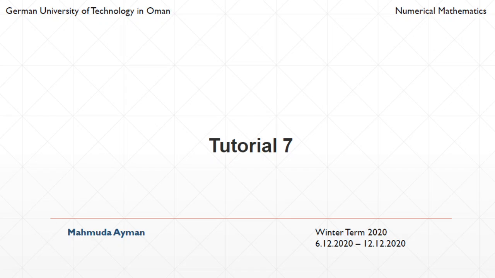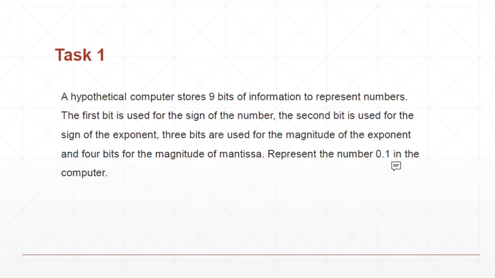Our tutorial today is going to be about our midterm exam solutions. So here we are going to do all the questions that we have done in the midterm, and I'm going to do it with you and show you how to solve them. So our task 1 for today is, as you know, the hypothetical computer that stores 9 bits of information to represent numbers. So we'll start working on this in detail now in my tab where I have already written down the question again for you.